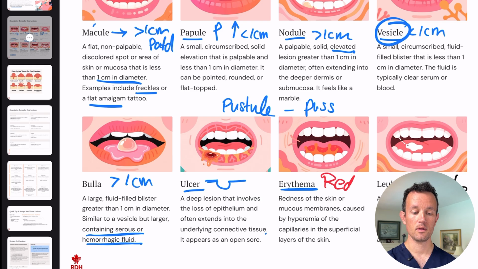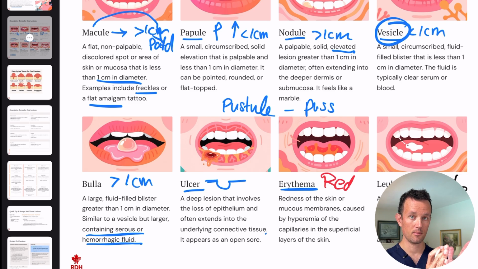So macule is to a patch what vesicle is to bulla. A macule is less than 1 centimeter. When it grows up, it becomes a patch. I got a patch on my arm. A vesicle starts off small. When it grows up, it becomes a bulla.